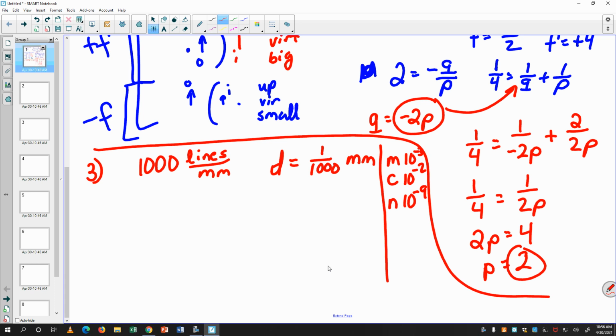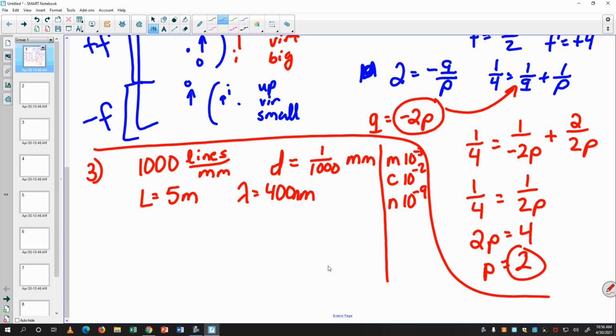So I give you diffraction grating. I would tell you that the diffraction grating is a certain distance from the screen. Say, I don't know, L is equal to 5 meters or whatever. And I would give you the wavelength. Say the wavelength is 400 nanometers.